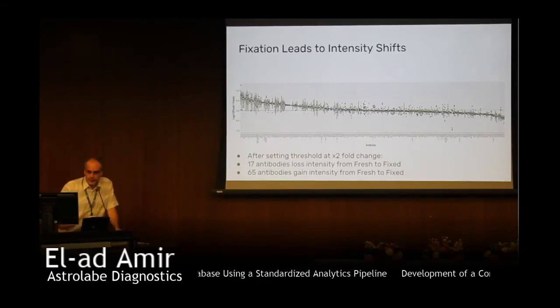Now, we've arbitrarily put a threshold on a 2-fold change, and after applying the threshold, there are 17 antibodies that lose intensity and 65 that gain some sort of signal between fresh and fixed, which personally I found pretty surprising. It made sense to me that fixation would lead to a loss of signal. I was pretty surprised to see that there are so many markers where, once you fixate, there's a signal that did not exist before. Is this an artifact? Is this a biological insight? I don't know, but this is something to be aware of when designing these kinds of experiments.